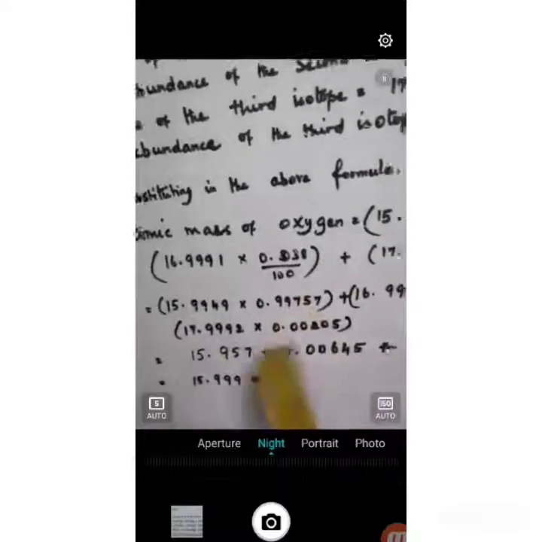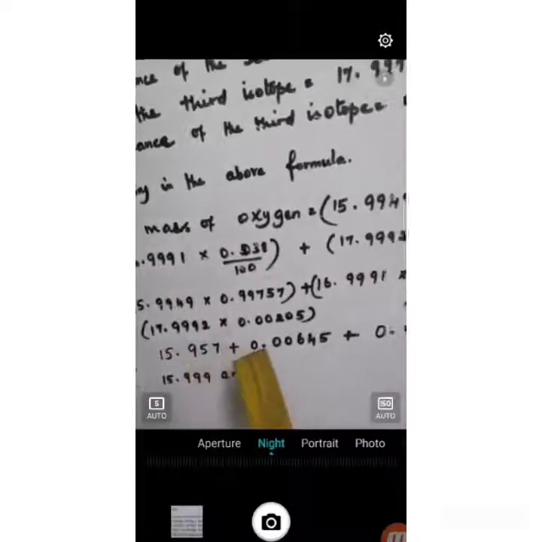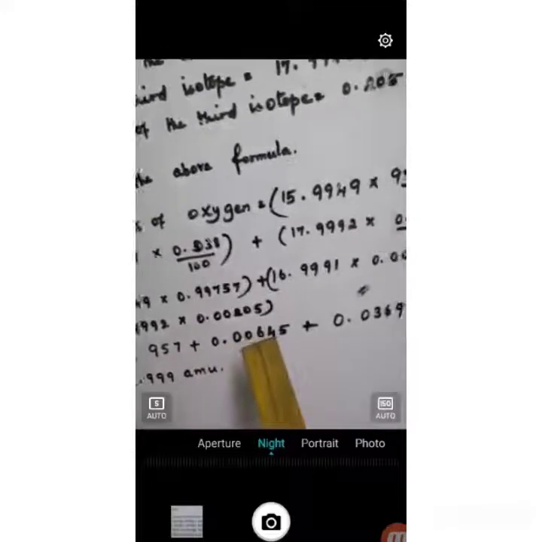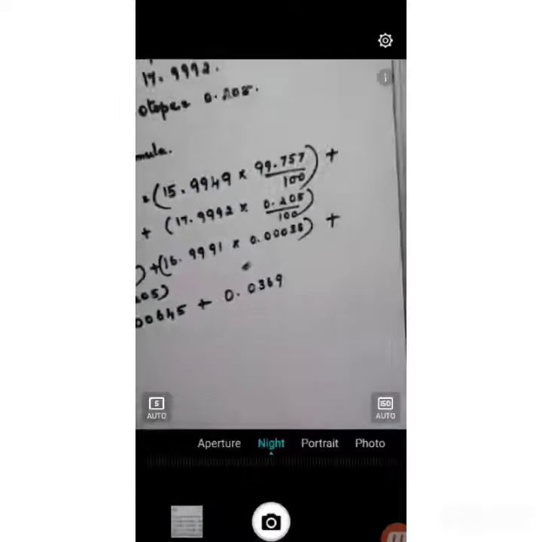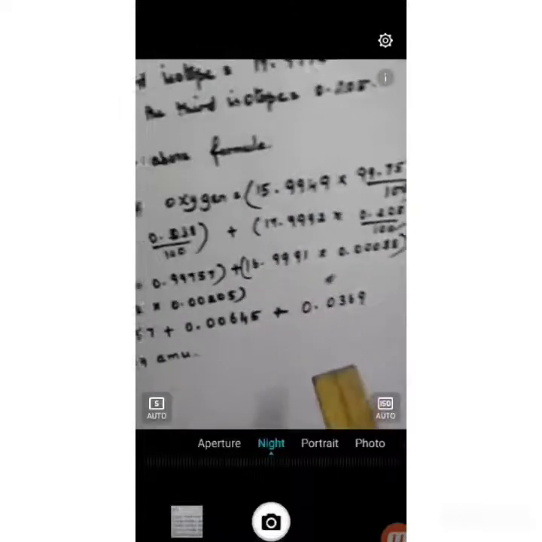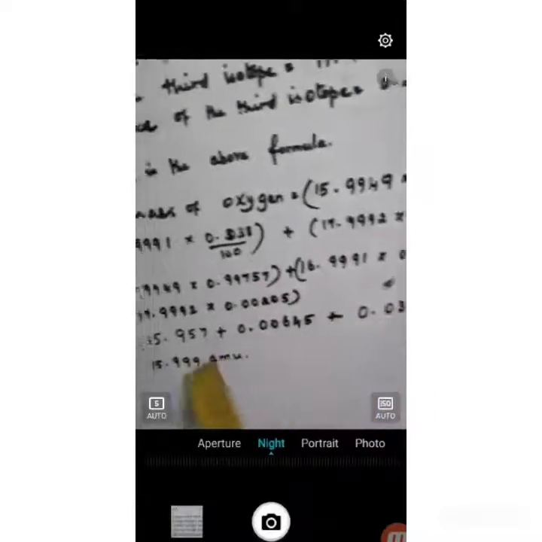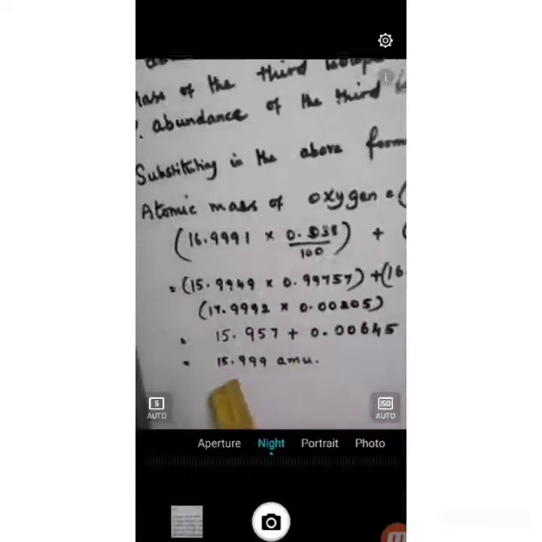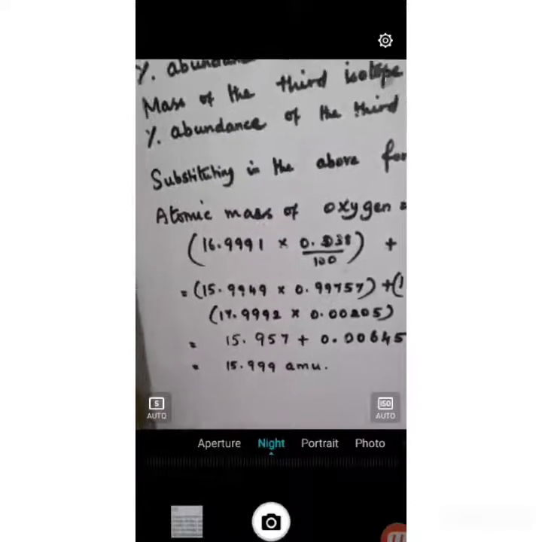So you will be getting in short 15.957 plus 0.00645 plus another one, 0.0063. So you'll be getting the answer 15.999. So hope you would have understood.